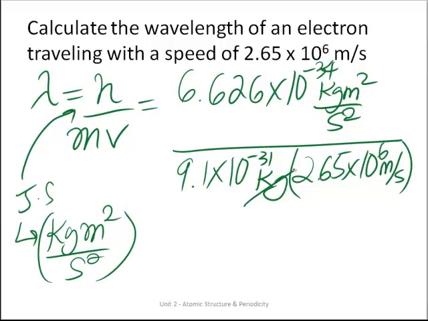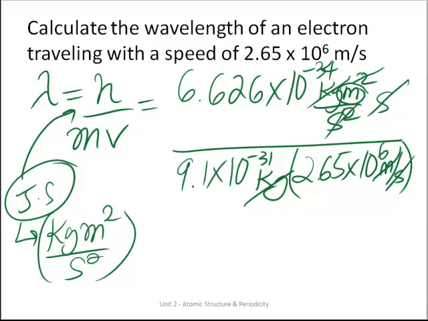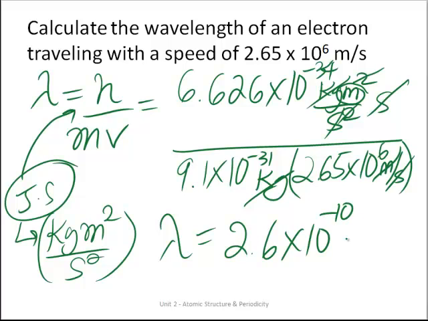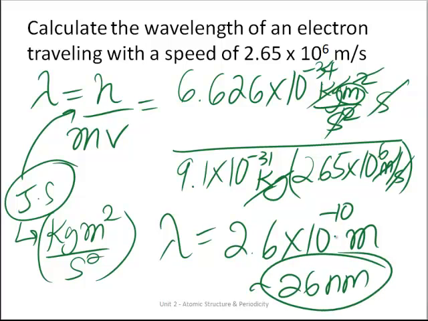And you can see that kilograms is going to cancel out. One of these meters is going to cancel out. Of course, this was joule seconds, so there's another second there from here. One second cancels out here, and then one second cancels out here. So we're left with just units of meters. So the wavelength of this electron is, throw all this into your calculator, a value of 2.6 times 10 to the negative 10th meters, or 26 nanometers. So on the order approaching the visible light spectrum of electromagnetic radiation.